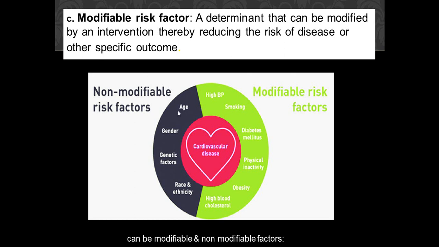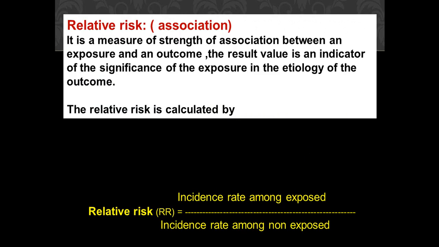Non-modifiable, like age, we can do nothing about age, and gender, genetic factors, race, ethnicity, and family history of certain disease, we mean there are genetic factors. Or modifiable risk factors like hypertension, smoking, diabetes, physical inactivity, obesity, and high blood cholesterol level. We may interfere to modify the effect of these risk factors.